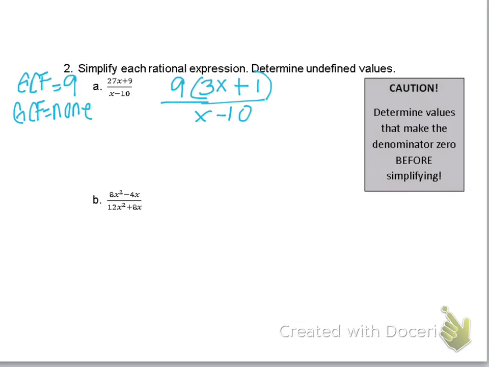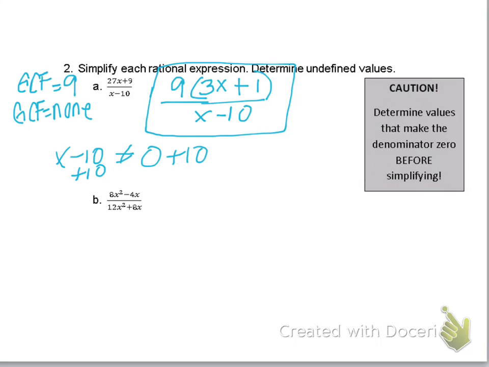So that is our simplified expression. We cannot cancel anything out because there's no factors that are in common. You can only cancel things that are factors and being multiplied. So this is our final answer for the simplified expression. Now we have to figure out what the undefined term is for x. So we're going to take the denominator, x minus 10, and set it equal to 0. So I would add 10 on both sides to isolate x. Then I'd have x cannot be 10. So that's the second part of my answer.